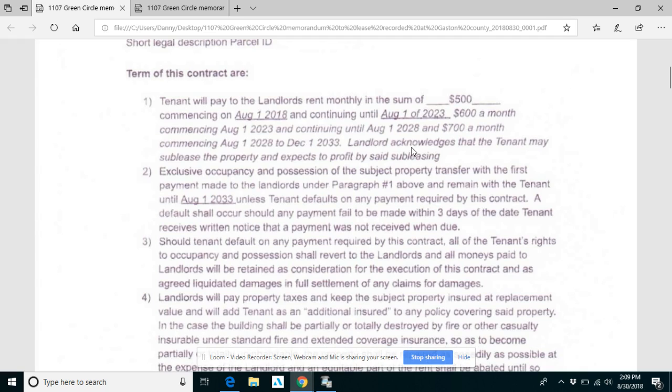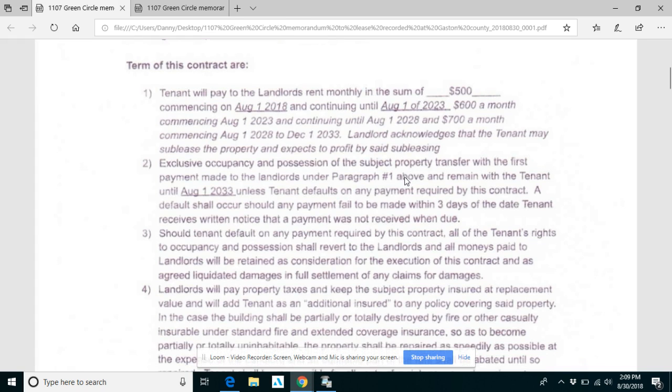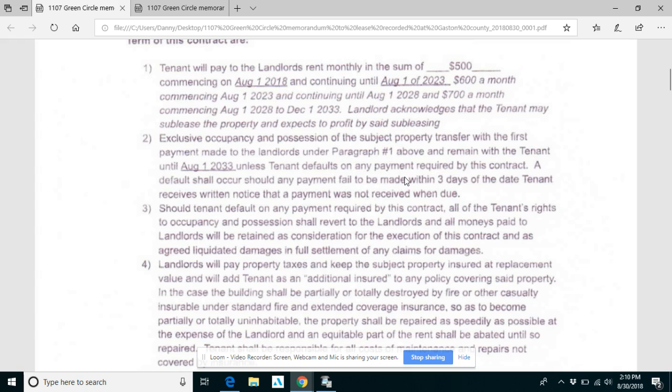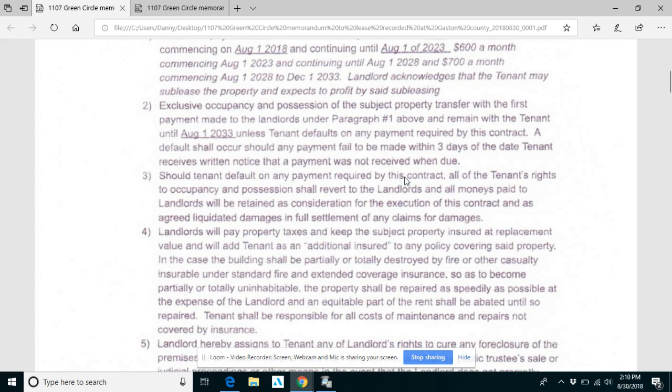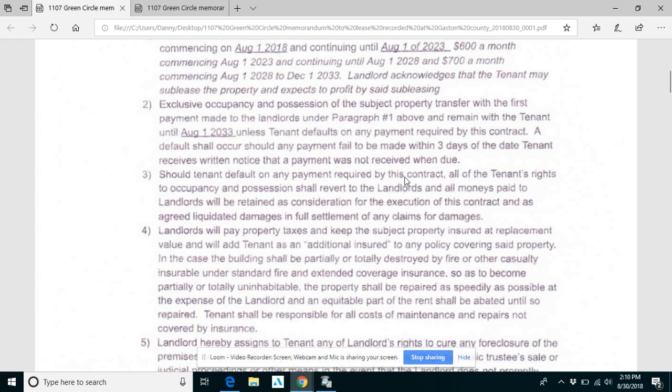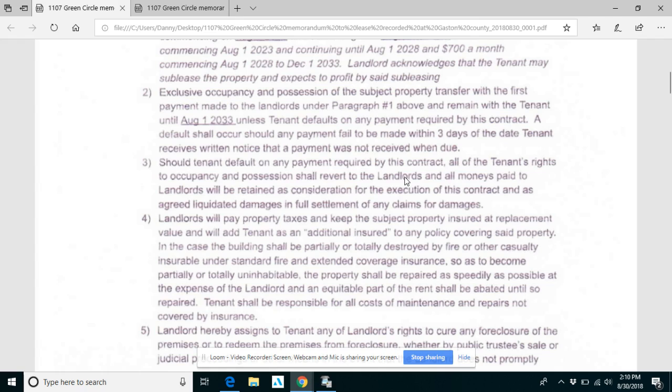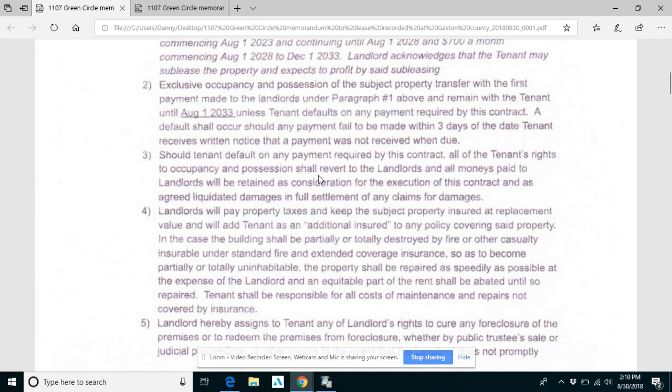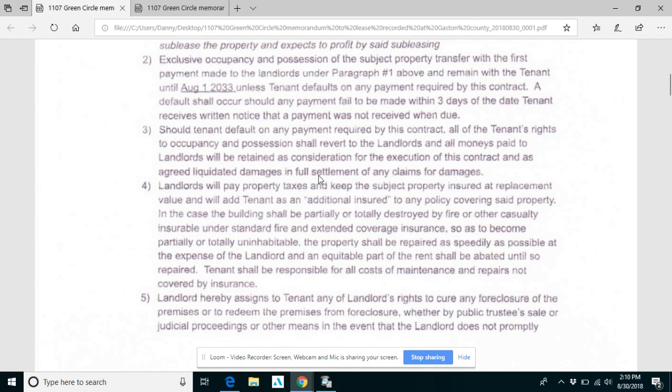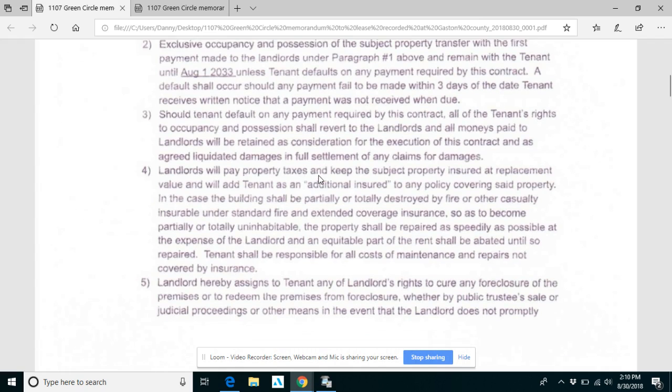And then the landlord acknowledges that the tenant may sublease the property and expects to profit by said subleasing. So that's it. That's the whole business model in that sentence there. I'll rent the place from you, and then I'm going to find a good tenant, and I'm going to try to be a smart property manager to make money on the spread. So then it goes into the default. If the tenant doesn't pay, they're out of there. The landlord keeps all the money they received.